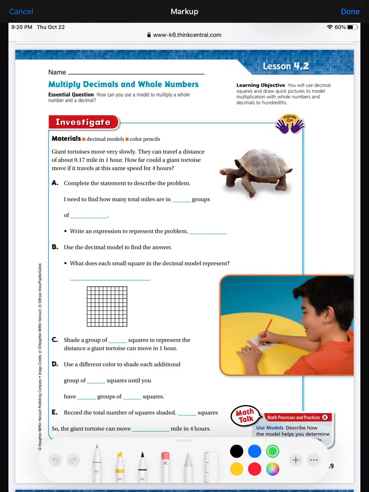Okay, everybody, today we are going to be looking at lesson 4.2 in our Go Math materials. We will be starting on page 239. Anyway, so we're working on lesson 4.2, which does start on page 239.